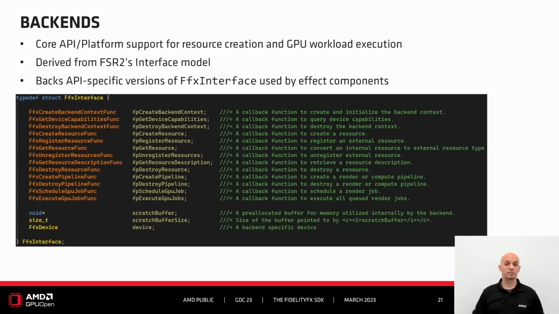Now, all of our effects components rely on a backend-specific implementation of our Fidelity Effects SDK interface. This interface was largely derived from the interface model developed for FSR2 and expanded upon in order to properly back all features we currently support. The backends are API or platform-specific implementations of all required interface functionality, plus whatever code is necessary to make everything work. The SDK will initially ship with three backends: native DX12 and Vulkan, and a custom backend expressing the interface functionality in terms of our API-agnostic graphical framework, Cauldron.